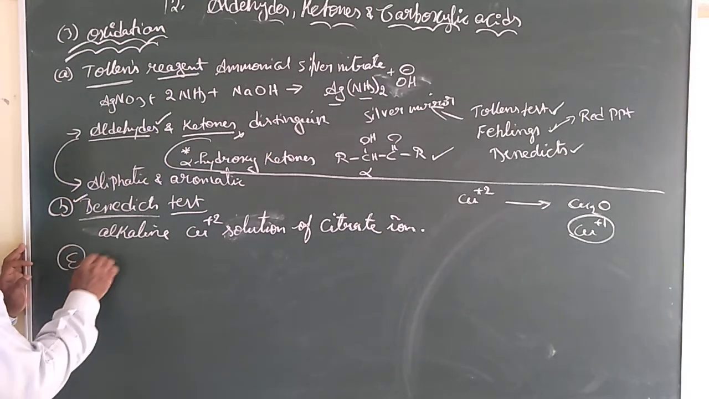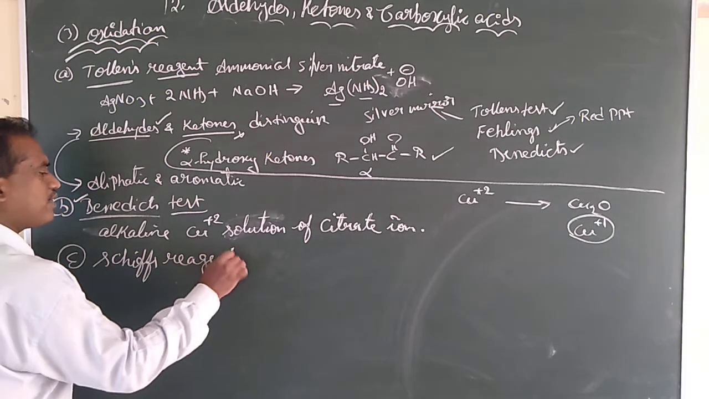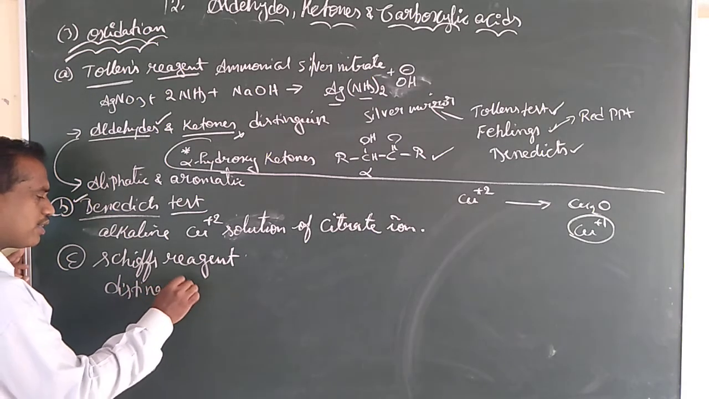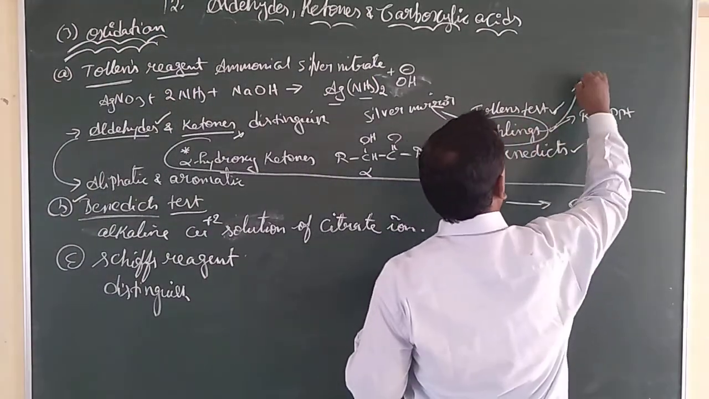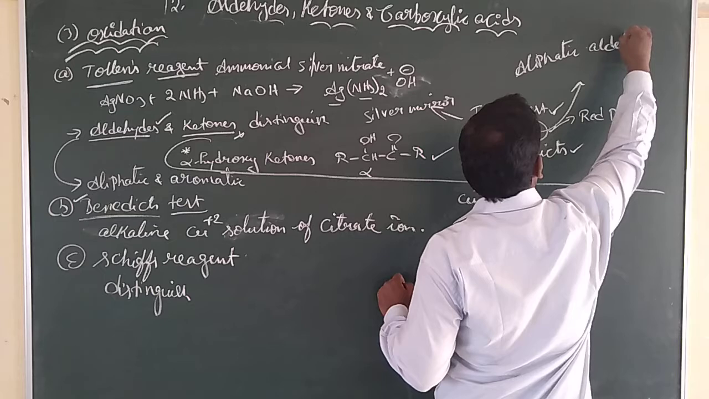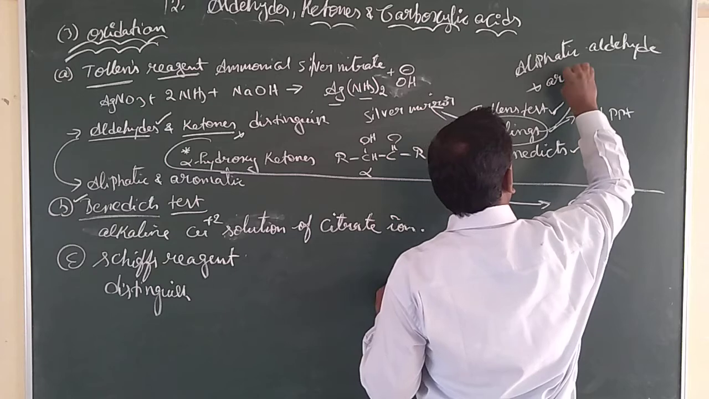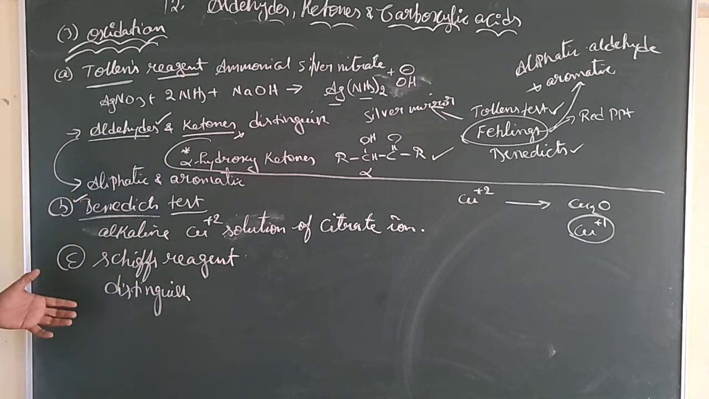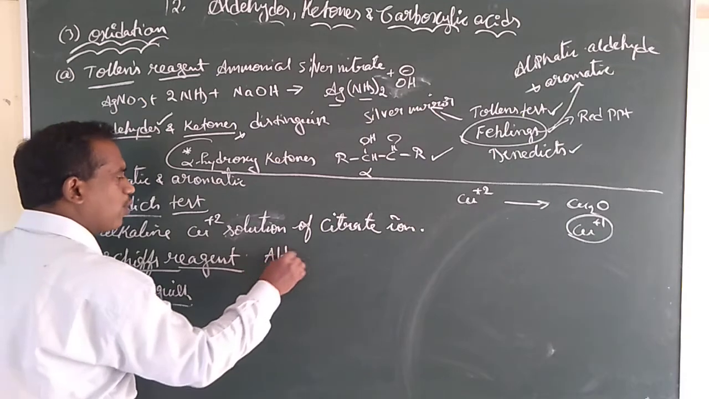Coming to one more, Schiff's reagent. This Schiff's reagent is also used to distinguish between aldehydes and ketones. See, Fehling's test is there now. Fehling's test will be given only by aliphatic aldehydes. It will not be given by aromatic aldehydes. Now coming to Schiff's reagent, it is used to distinguish between aldehyde and ketone.